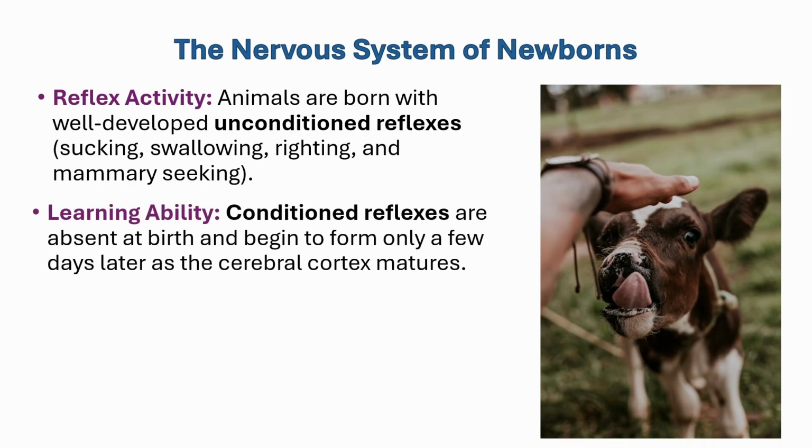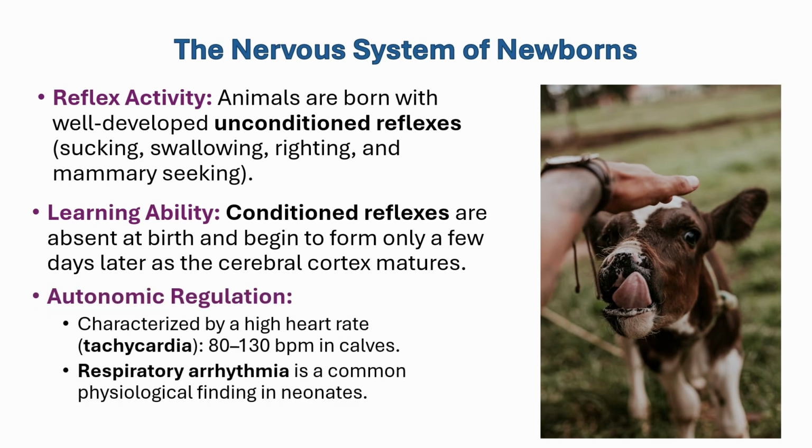However, their learning ability is limited at first. Conditioned reflexes are completely absent at birth. They only begin to form a few days later as the cerebral cortex matures and the brain begins to process environmental signals. Finally, we must consider autonomic regulation.